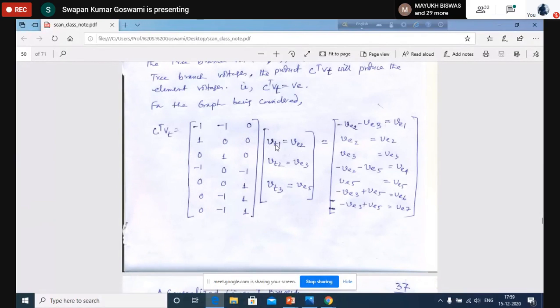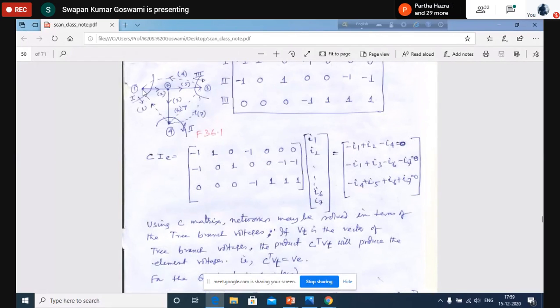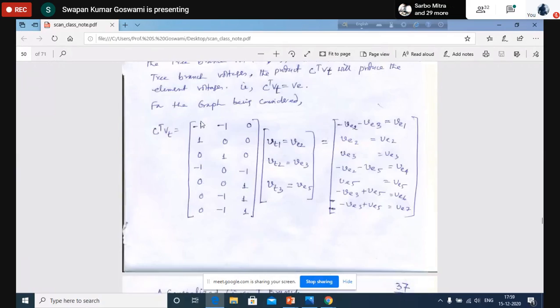Okay, the tree branch voltages: the first tree branch corresponds to set 1. What is this voltage? This is VE2, element voltage 2. This is the second tree branch. What is the voltage? Element voltage 3. This is the third tree branch. What is the voltage? Element voltage 5. So V2, V3, V5 are the variables. Now you multiply this transpose of C by this voltage vector and get this result.